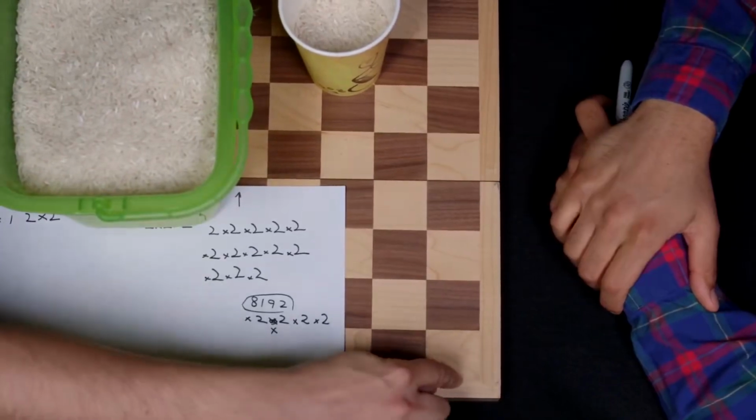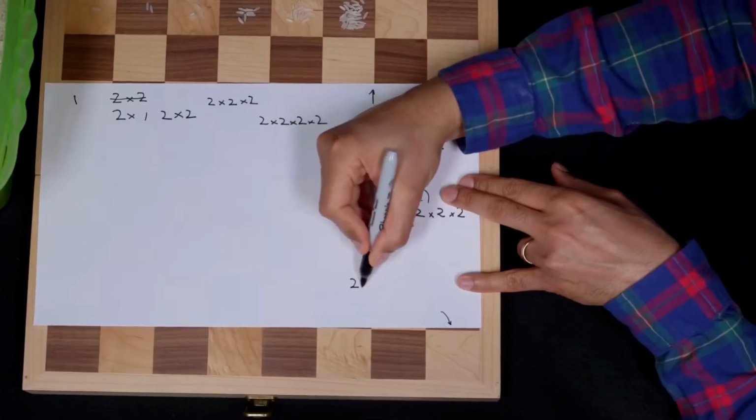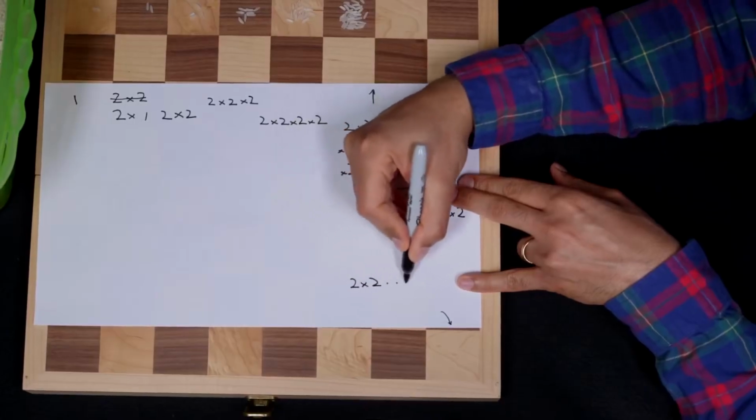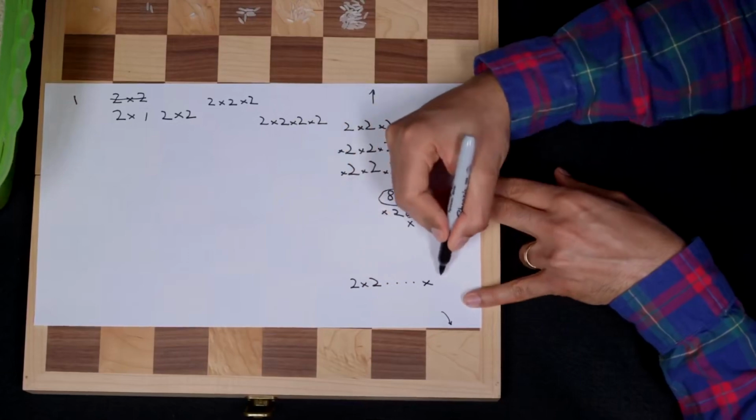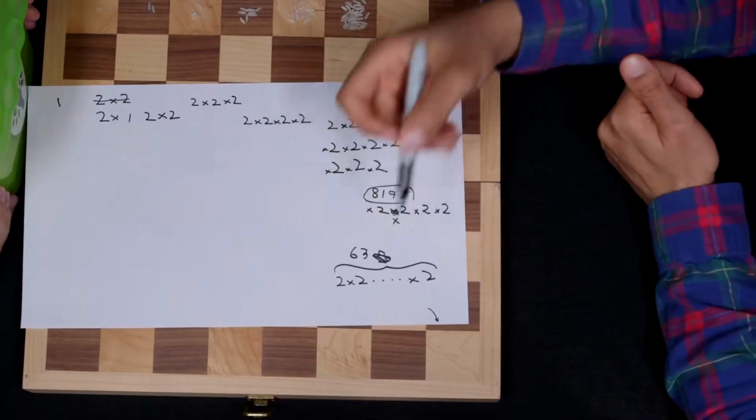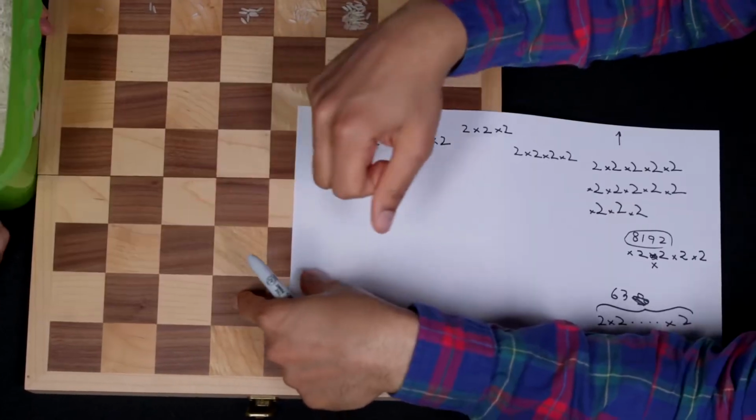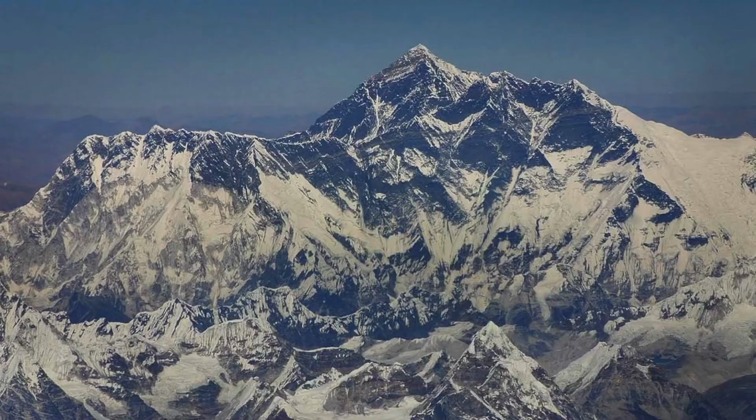What about the last square? This is 63 steps. We're going to take 2 times 2, and we're going to do 63 of those. So this is going to be a huge number, and actually it would be neat if there was a notation for that. I didn't count this one out, but it is the size of Mount Everest, the pile of rice, and it would feed 485 trillion people.